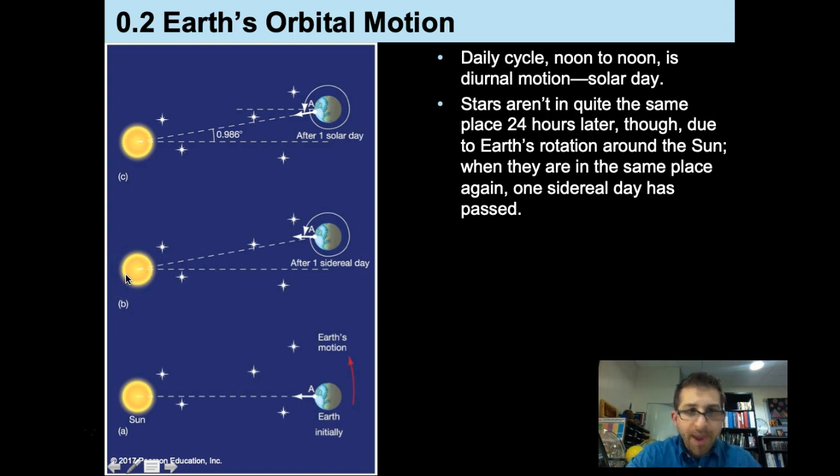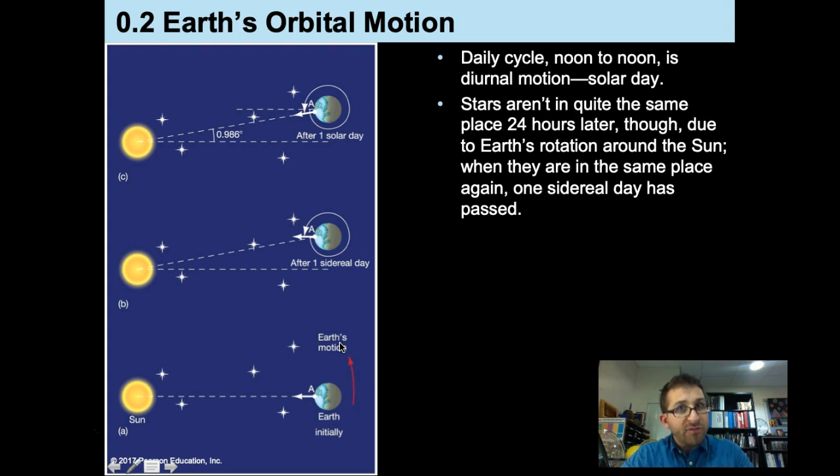So, compared to its original position, the sidereal day with respect to the stars is a slightly shorter time period than it would take to go all the way around to point back towards the sun again. As a result of this effect, the solar day is slightly longer than the sidereal day, and this has everything to do with Earth's motion.